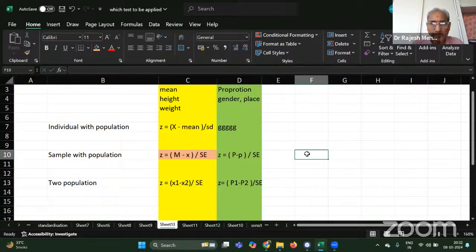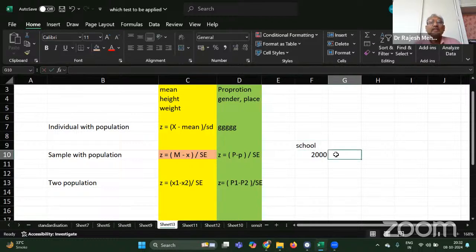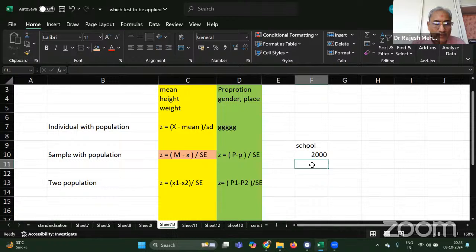We have a population of, let's say, 2000. We are taking this population in the school, and we asked them whether they had suffered from sickness or not in the last 1 year. We took a sample of, let's say, 200 people and asked the question whether you have suffered or not.